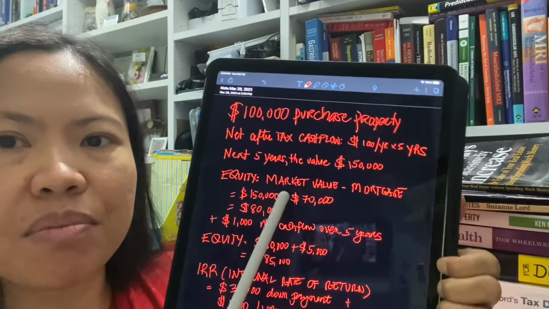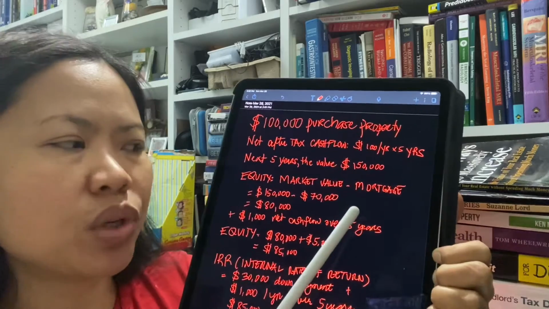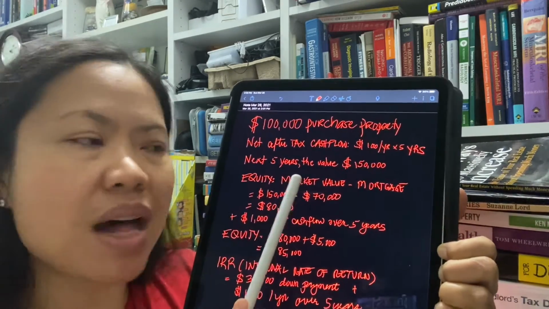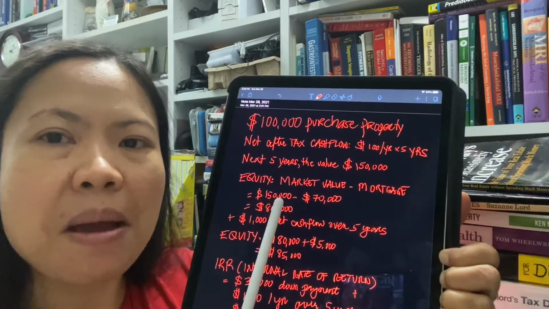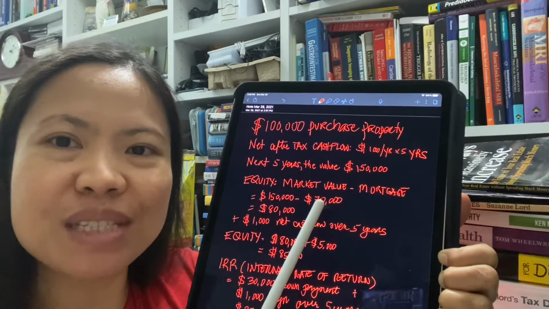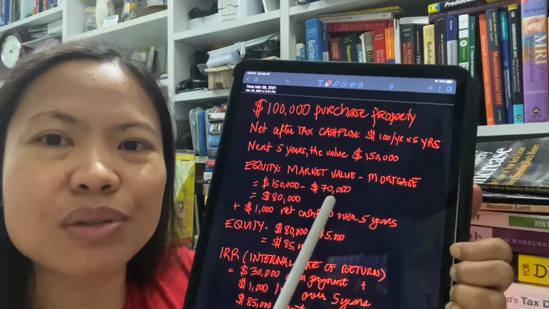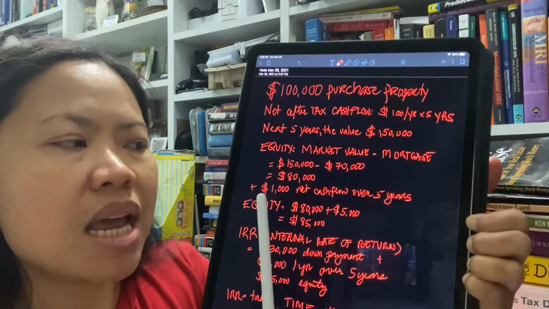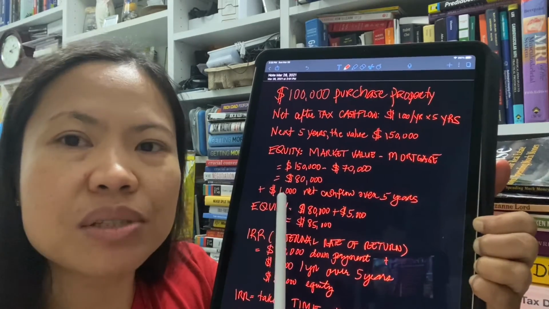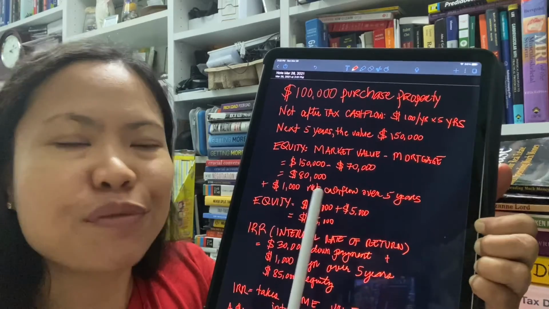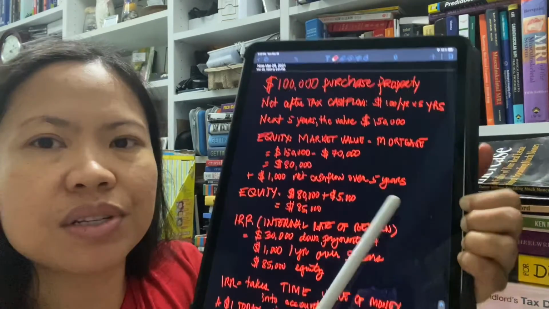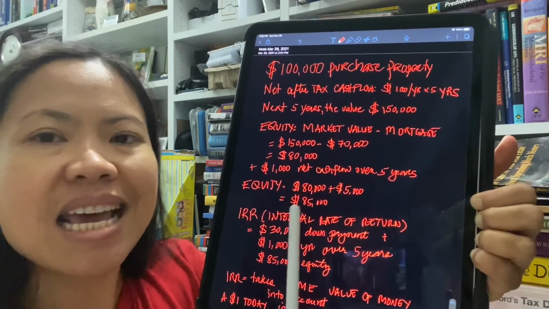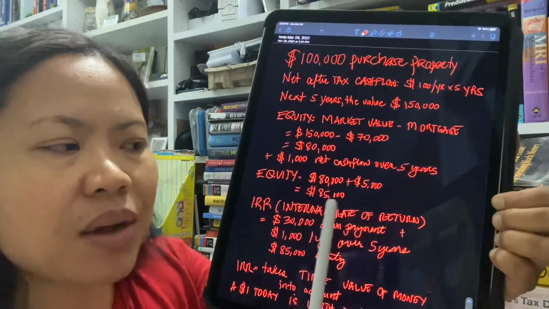Equity basically is the market value minus the mortgage. So if the market value is $150,000 minus our mortgage of $70,000, because we put in $30,000 down payment, we have an equity of $80,000. Now, don't forget, we also got $1,000 per year of net cash flow over 5 years. So that would give us $80,000 plus $5,000 is $85,000 worth of equity.